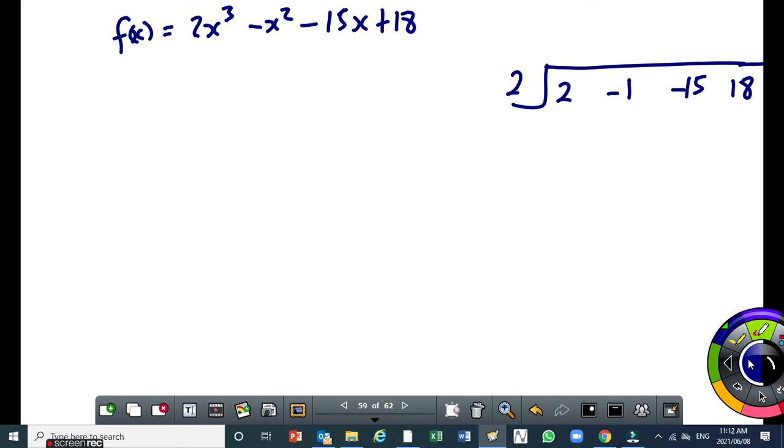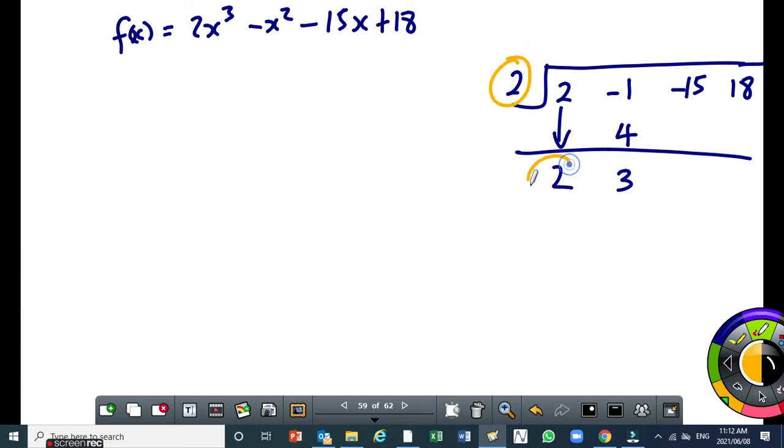Right, so first thing, we draw our horizontal line, we drop down that 2, then 2 times 2 gives us a 4. Minus 1 plus 4 will give us a 3. So first thing, I multiply this and that one, then I got that 4. Then the next thing is to multiply that 2 by what? By this 3 here.